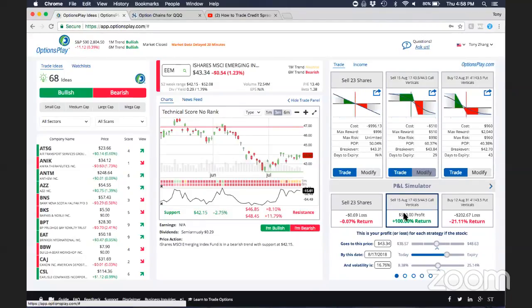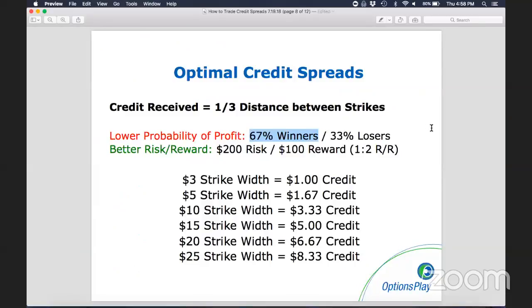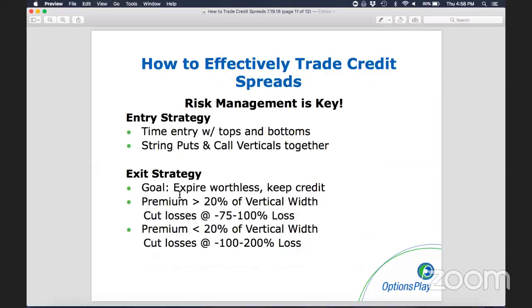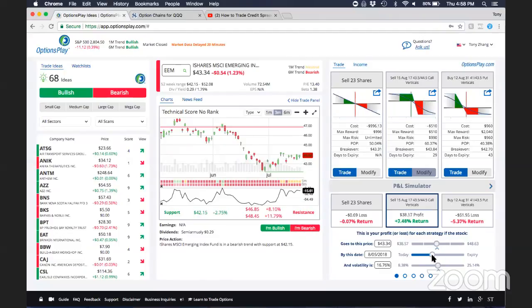Conversely, like I said, here I'm collecting a third of the width. So based on my rules for cutting my losses, I'm collecting more than 20% of my vertical width. So I want to cut my losses if the trade has lost anywhere from 75 to 100%, right? So let's say halfway through this trade, the stock jumps up.